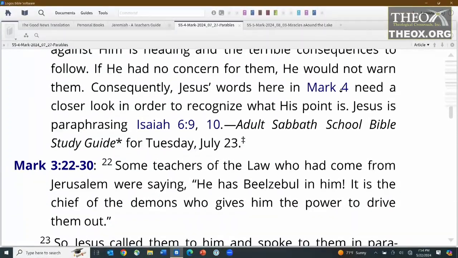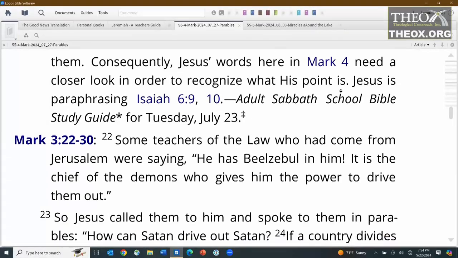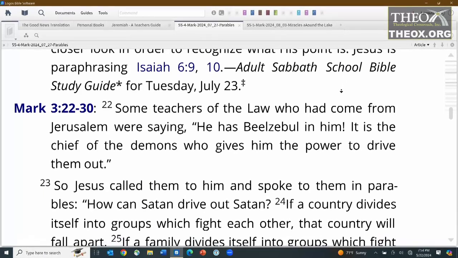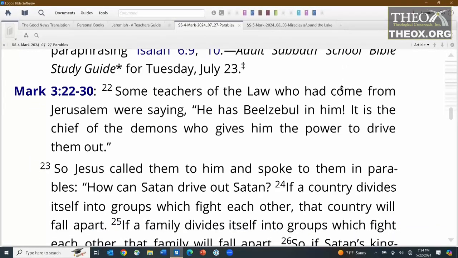Okay, so, Jim, Mark 3, verse 22 to 30. Some teachers of the law who had come from Jerusalem were saying, "He has Beelzebul in him. It is the chief of the demons who gives him the power to drive them out." So Jesus called them to him and spoke to them in parables.